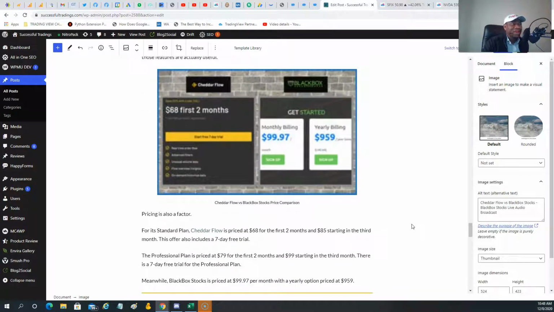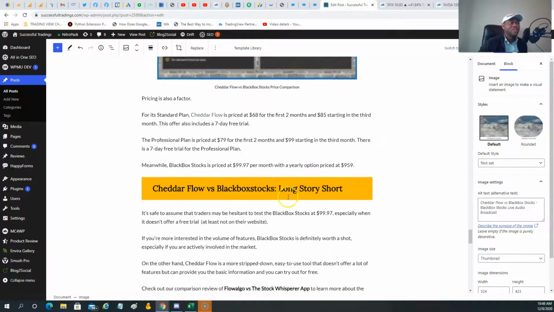Now, the pricing. This pricing may have changed recently. It's $68 for Cheddar Flow, rather than Flowalgo. They may have changed it recently. Blackbox usually used to have a trial available on here. I think they removed that recently. Blackbox themselves do a lot of commercials. You will see the promotions on social media, with an extended free trial through that. But typically on the website, not so much.